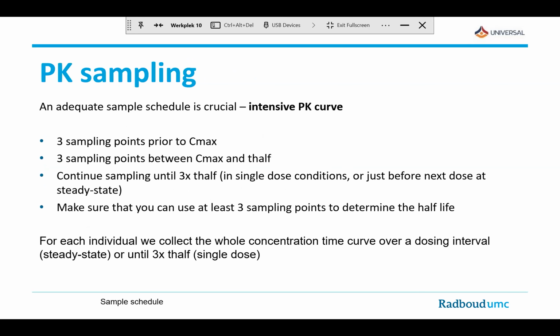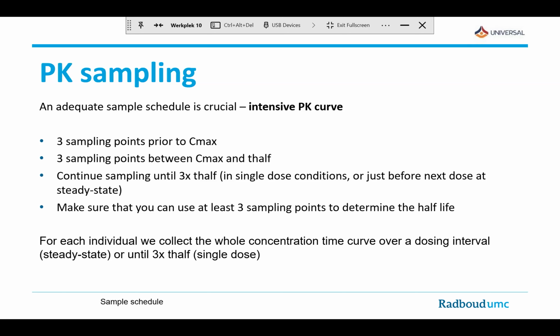So PK sampling, how are we getting to this perfect or very desirable PK sampling schedule? For example, this is an example when we give an oral drug.